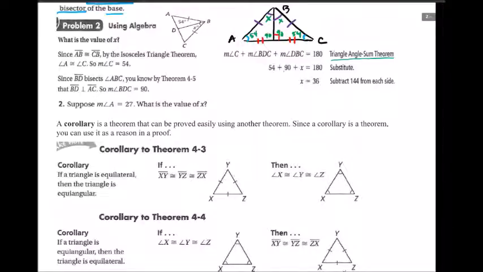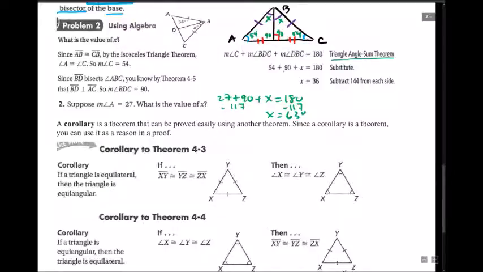Now the next question says, what if the measure of angle A was 27 instead of 54? Well, then we would just do 27 plus 90 plus x equals 180. That's 117. So I subtract 117 from both sides, and x is 63 degrees. So I won't make you stop and do that one. It's really straightforward. You're not going to want to forget about this theorem, especially since it doesn't have a name and you have to write it out. But it really is an awesome theorem. Lets us do a lot of things.